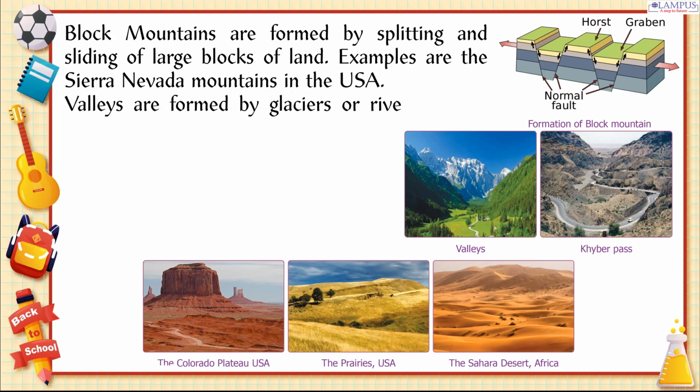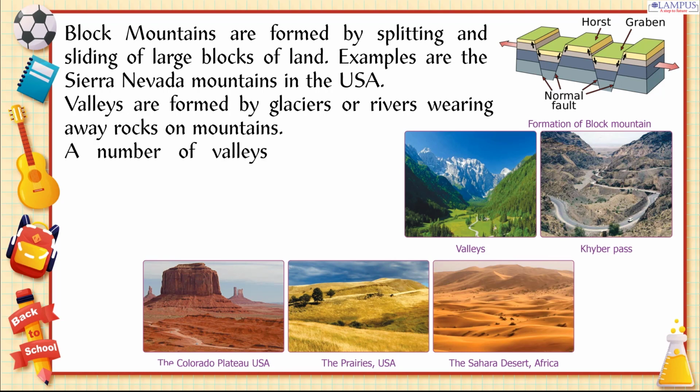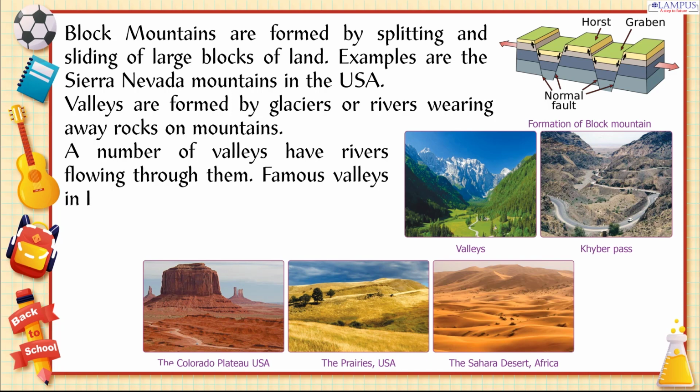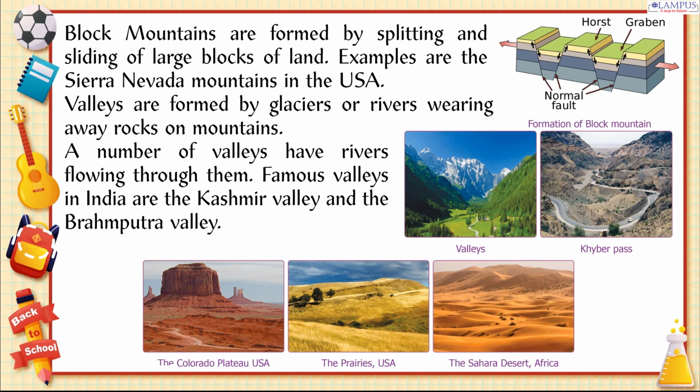Valleys are formed by glaciers or rivers wearing away rocks on mountains. A number of valleys have rivers flowing through them. Famous valleys in India are the Kashmir Valley and the Brahmaputra Valley. The Colorado Plateau, USA. The Prairies, USA. The Sahara Desert, Africa. Plateaus, plains and deserts.